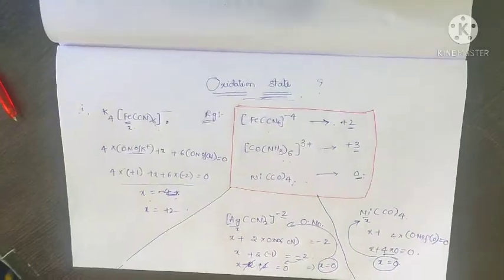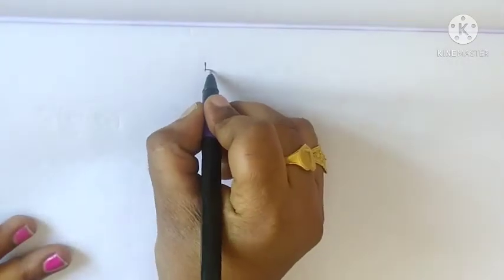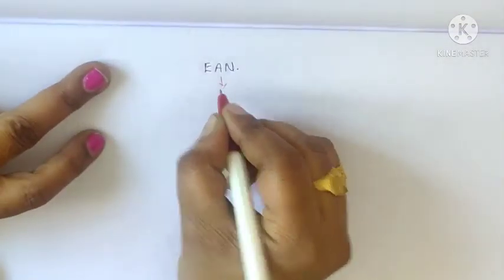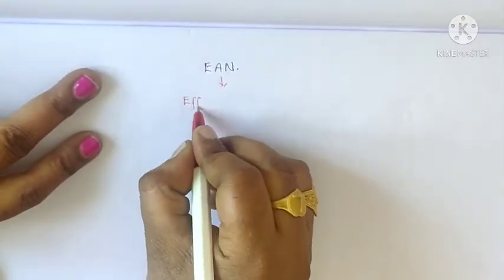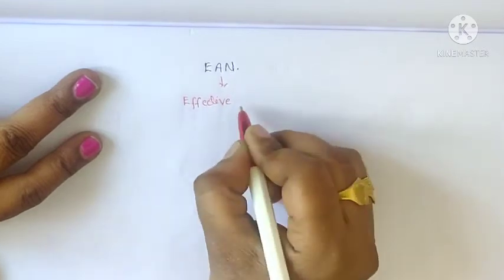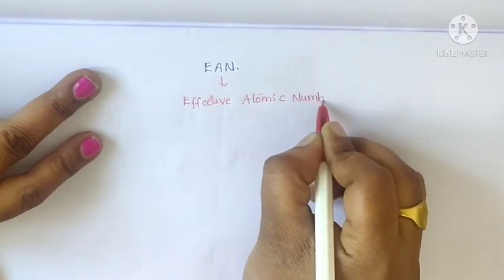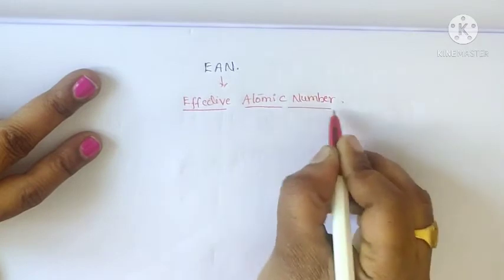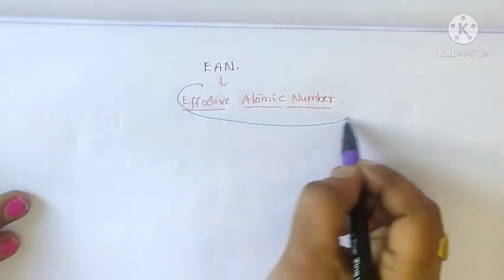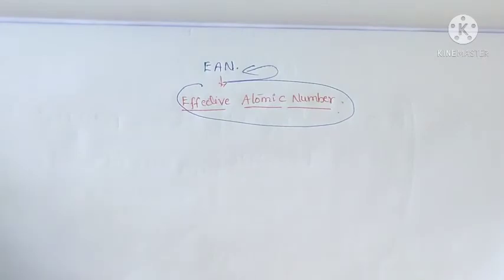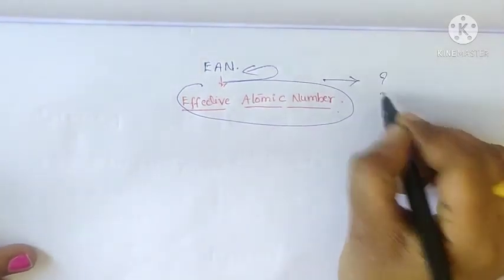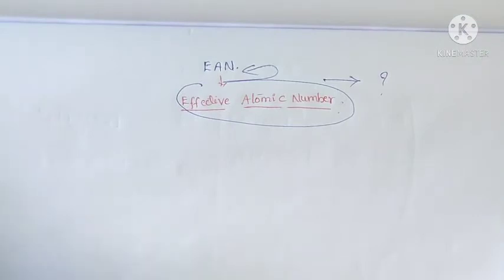And next one is effective atomic number. What is effective atomic number? The effective atomic number is defined as the resultant number of electrons with the metal atom or ion after gaining electrons from the donor atoms of the ligands. These are represented as the effective atomic number, EAN. That is termed as the effective atomic number.